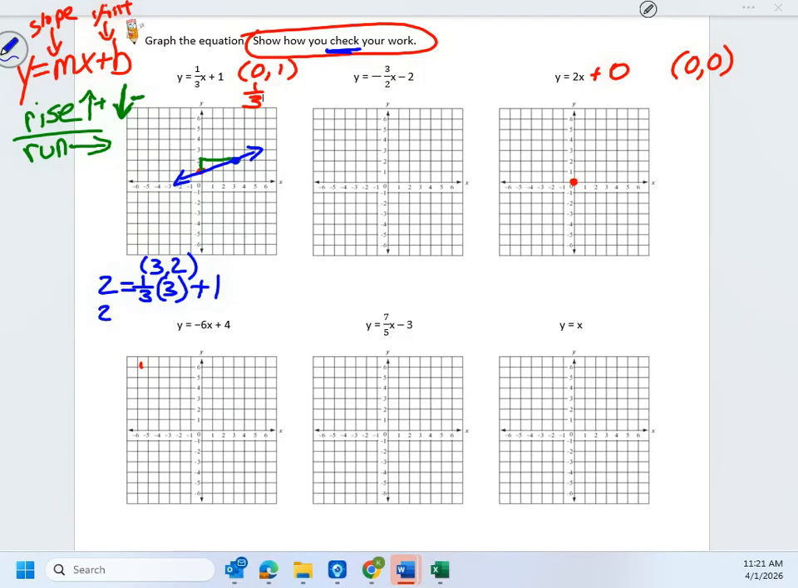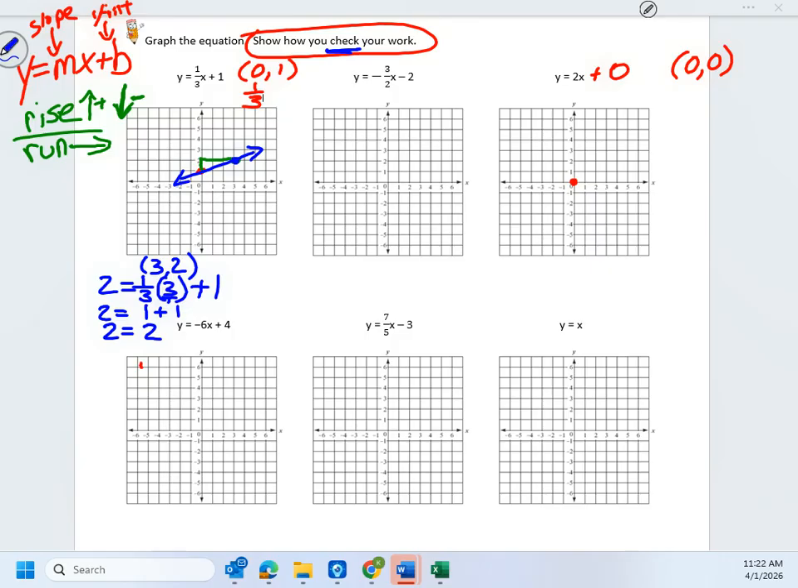So I have 2 equals 1/3 times 3. 3 is a 1/1, so that would give me 3/3. What do I simplify 3/3 to be equal to? So that gives me a 1 plus 1. So I have 2 equals 1 plus 1 is 2. I graphed my slope correctly. That's how we check it.